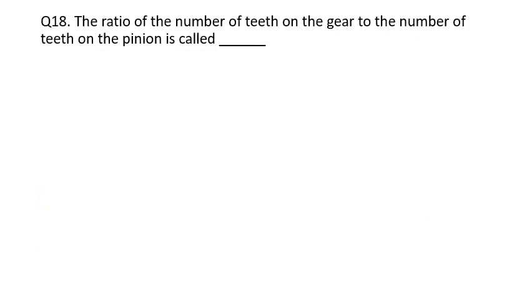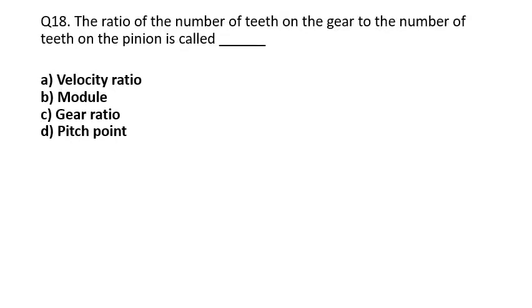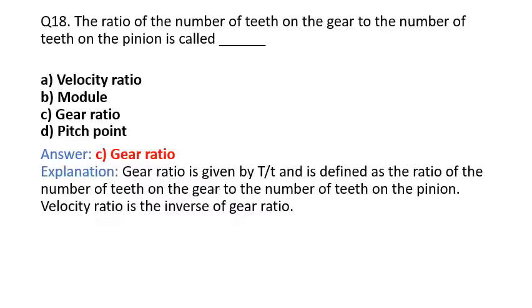Question number 18. The ratio of the number of teeth on the gear to the number of teeth on the pinion is called A. Velocity ratio, B. Module, C. Gear ratio, D. Pitch point. And the answer is C, gear ratio. Explanation. The gear ratio is given by T/t and is defined as the ratio of the number of teeth on the gear, that is capital T, to the number of teeth on the pinion, that is small t. So velocity ratio is the inverse of gear ratio.